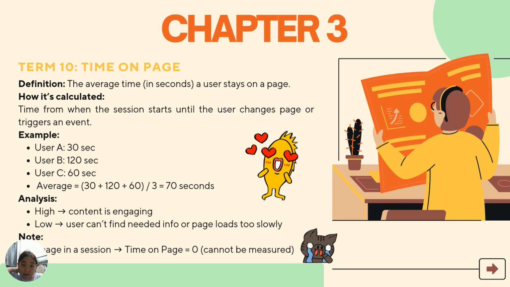The average is 30 plus 120 plus 60, divided by 3, which is about 70 seconds. If it's high, the content is engaging. If it's low, users can't find the needed info or the page loads too slowly. Note that for the last page in a session, the time on page can be zero because it cannot be measured.